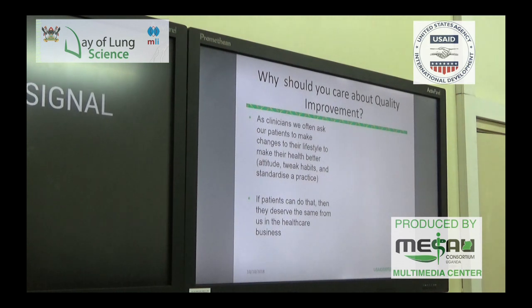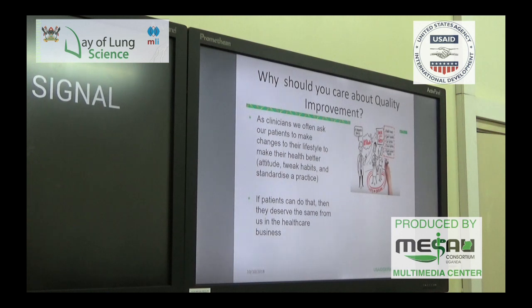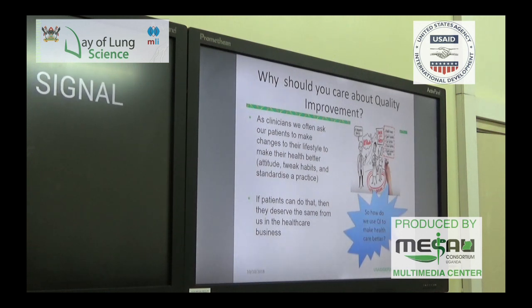As healthcare practitioners, we also need to tweak and have the attitude to improve our work. That's just summarizing that. So how do we then use QI to make healthcare better is the question that I want to answer or speak to this afternoon. A little background about why QI is an issue, and I think someone has hinted to that.